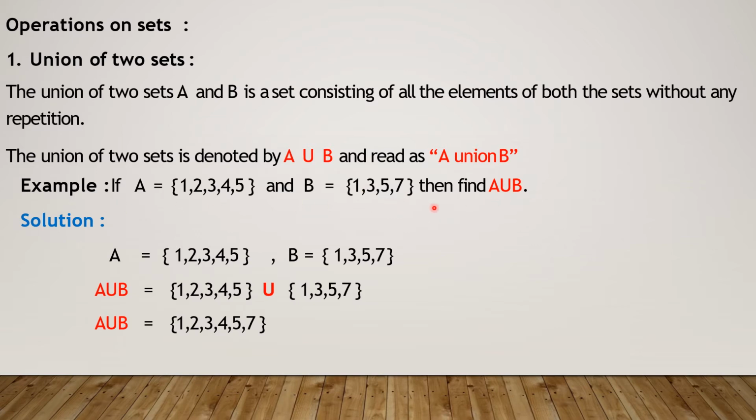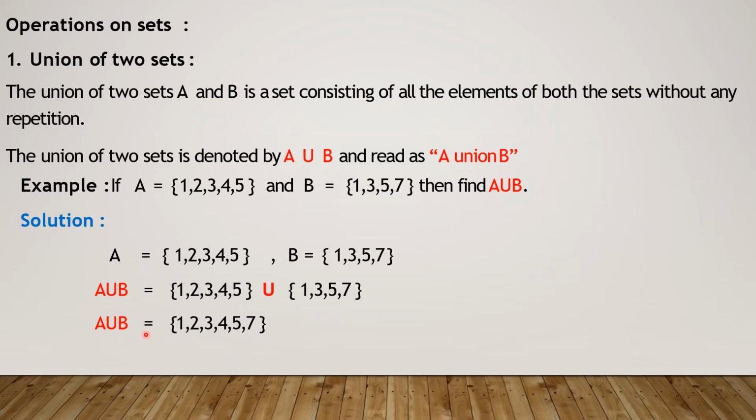Now, how we will solve this question? First of all, we will rewrite our set A and we will rewrite our set B. Now, students, we have to find A union B. First, we will write set A. Then we have to put sign of union, that is ∪. Then after that, we will write set B.